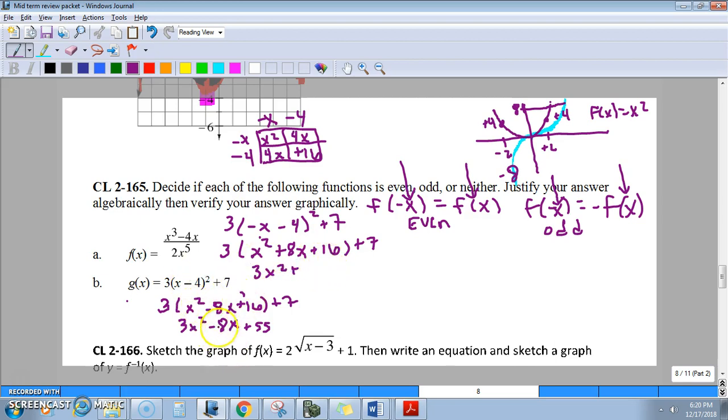Ooh, did you guys see that? I made that mistake down there. This should have been minus 24x. Doesn't change anything else. Plus 24x plus 48 plus 7. 48 plus 7 we know is really 55. Plus 55.